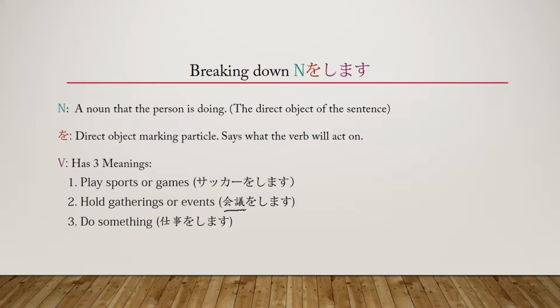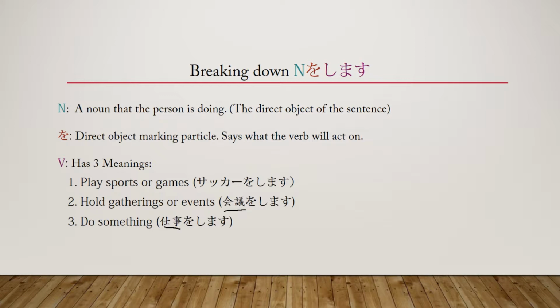And then the last one is to literally do something. The example here is shigoto o shimasu. So to do work, or there are a lot of different actions where you can use shimasu after it. You can basically take a noun and put shimasu and you are doing that noun. So for example, if you took a noun like shukudai, homework, shukudai o shimasu would be to do homework. Ryouri o shimasu, to do cooking, something like that.